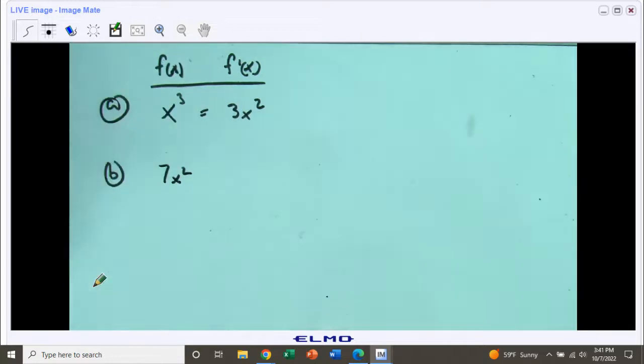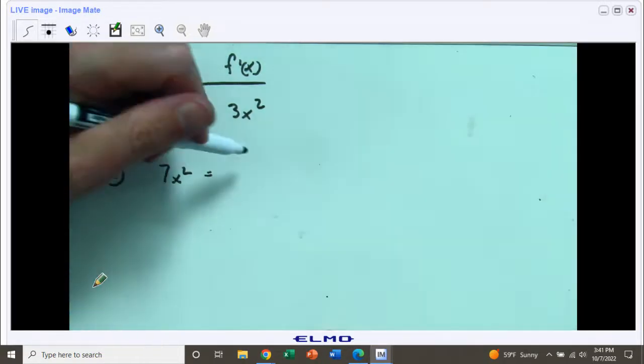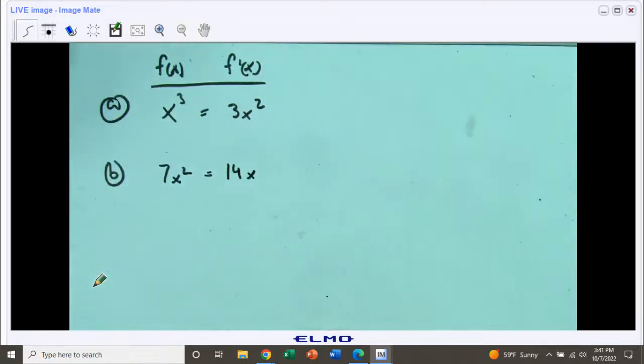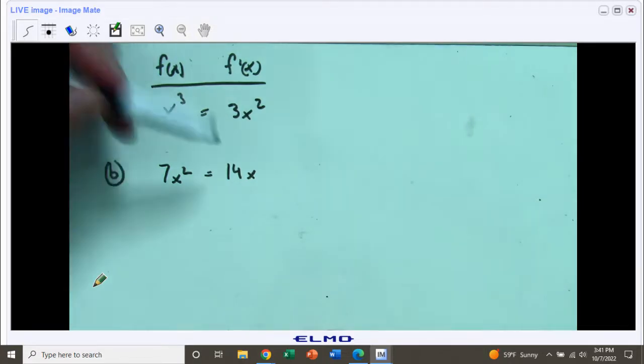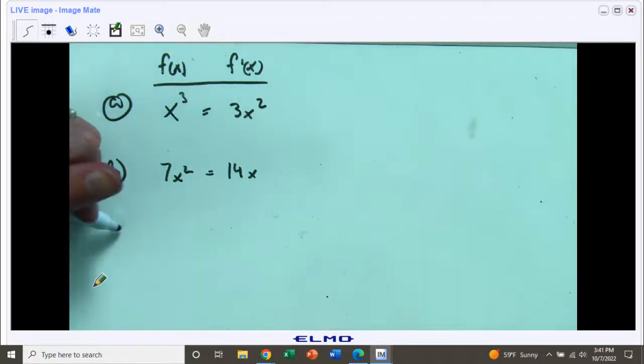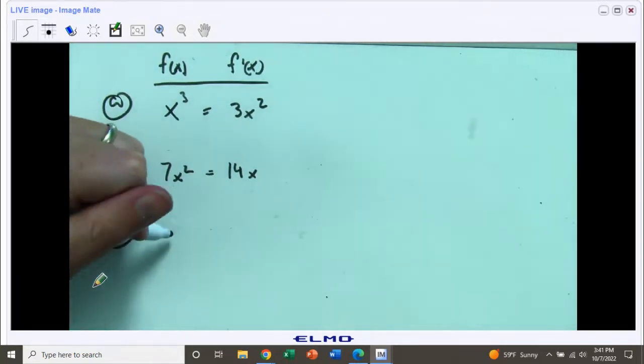7x squared? Okay, think about it or pause the video and try it on your own. But it looks like what we're going to do is we're going to take this 2 times the 7, so that's going to be 14, and then we're going to say x, that goes to the 2 minus 1 power, so 2 minus 1 is just 1, so we'll just leave it like that.